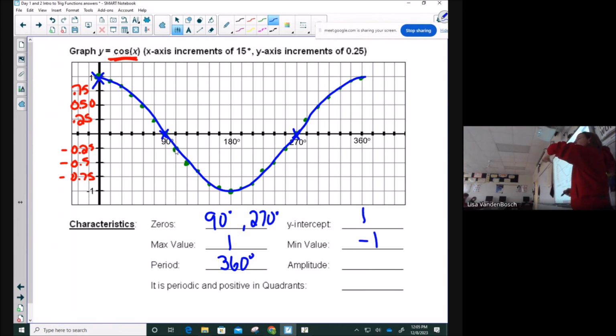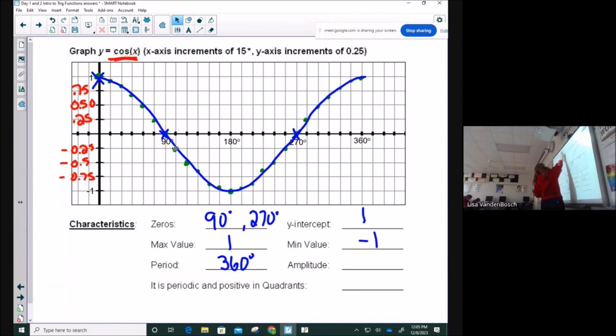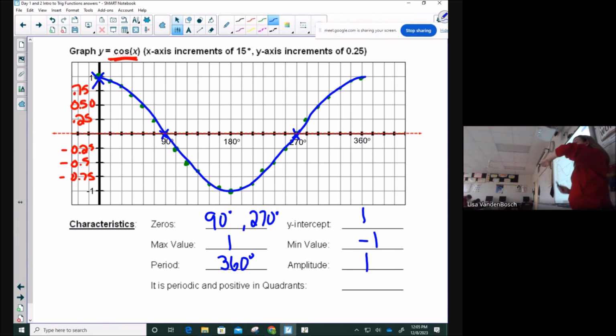Amplitude. So where's my equation of the axis that divides it in half? At 0. So if I had a line that divided this wave in half, it would be right there at 0. So my amplitude from that line to the top point, how much did I go up? 1. From that line to the bottom point, how much did I go down? 1. So from your equation of your axis, how much up you go to get to the top point, how much down you go to get to the bottom point. If you've done it right, it's the same number. Otherwise, your equation of your axis is not in the right spot.